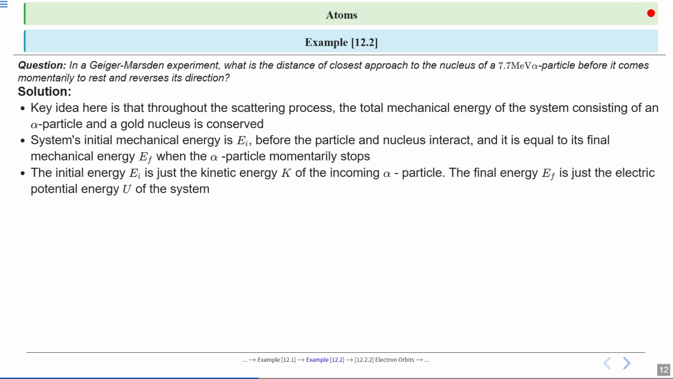To be specific, the initial energy E_I is the kinetic energy of the incoming alpha particle. The final energy E_F is the electric potential energy U between the alpha particle and the gold nucleus at the closest approach. Kinetic energy is measured in joules, and electric potential energy depends on the charge and the distance between them.